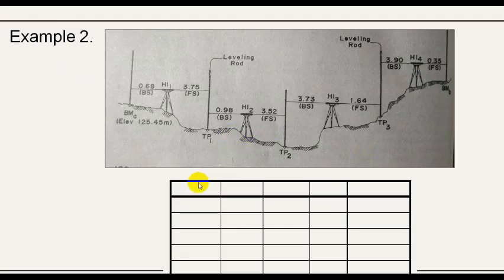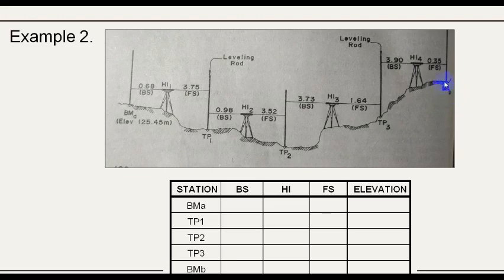So, sa atong table, natay 5 columns. Ang first, station, then backside, HI or height of instrument, FS or foresight, and lastly is the elevation. So, ang ating station, natay benchmark A. Then, atong turning point 1, then turning point 2, turning point 3. And lastly, ang atong unknown na elevation or target na mahibawaan na elevation is the benchmark B.